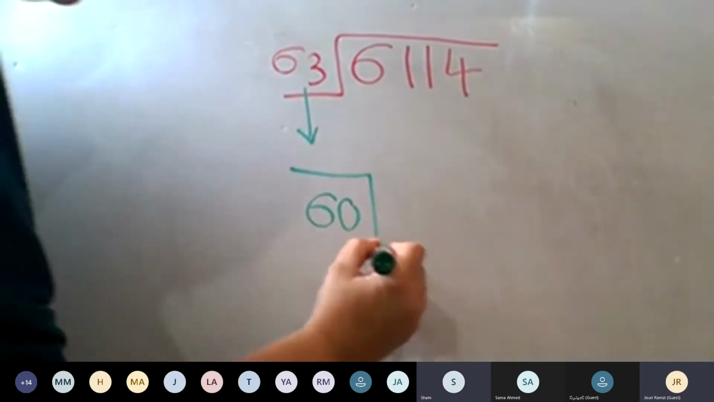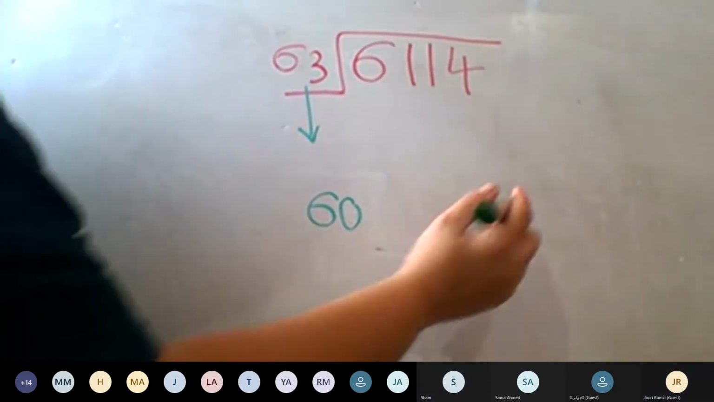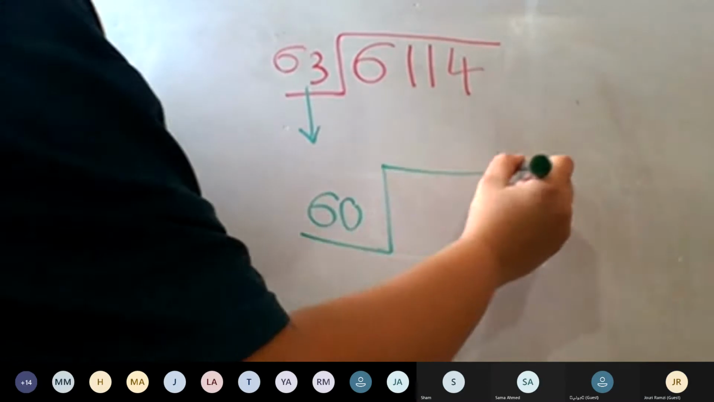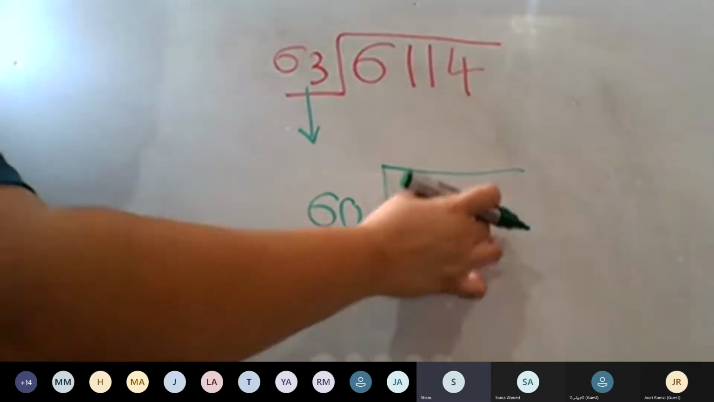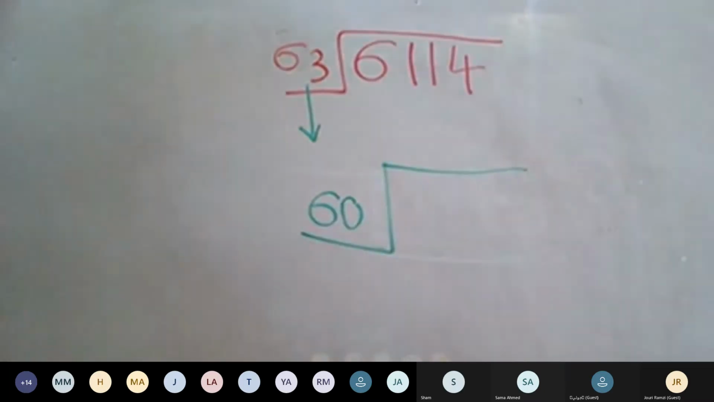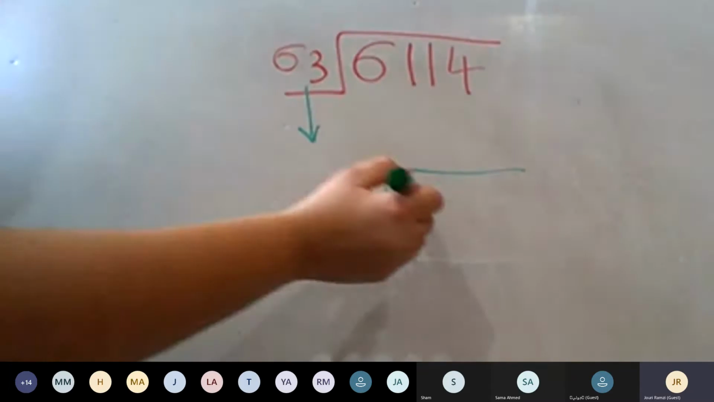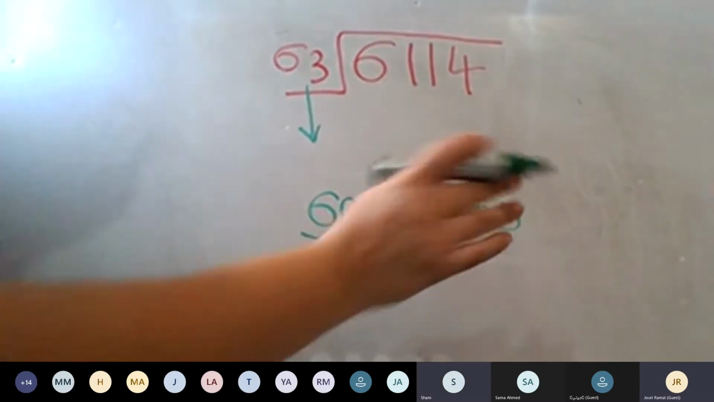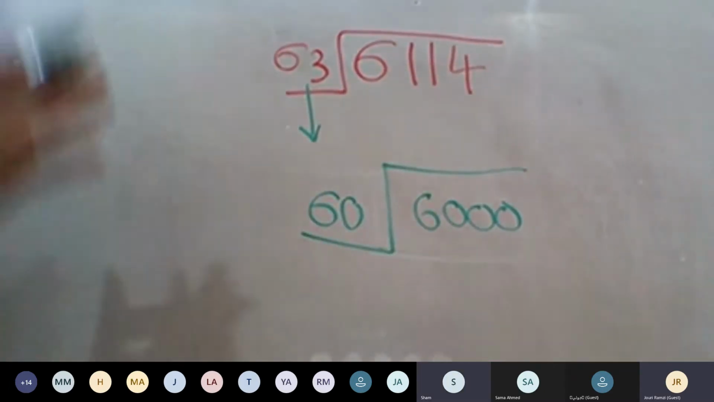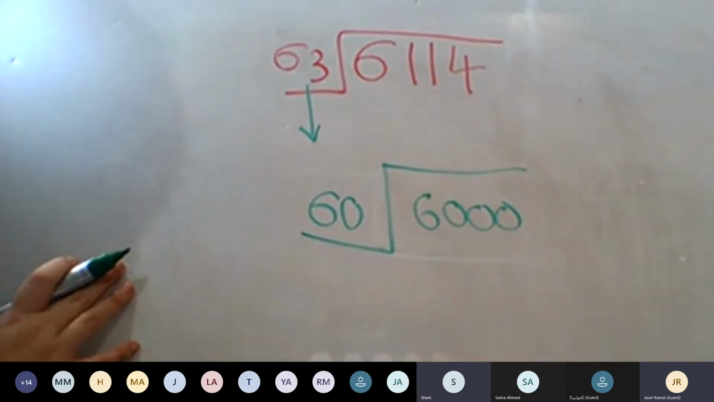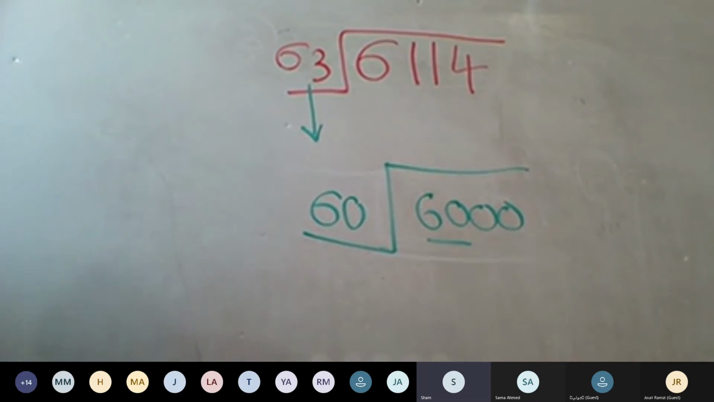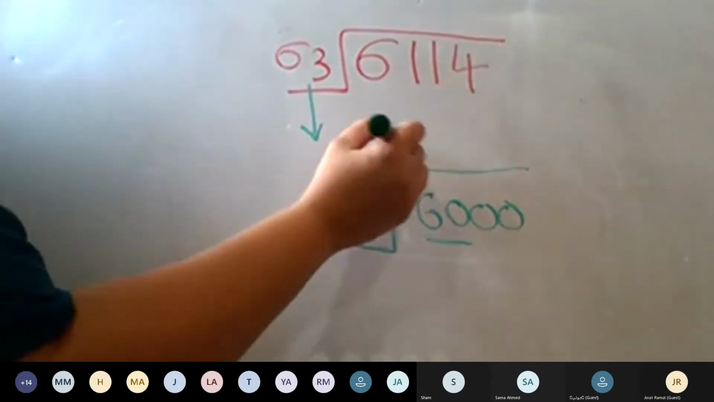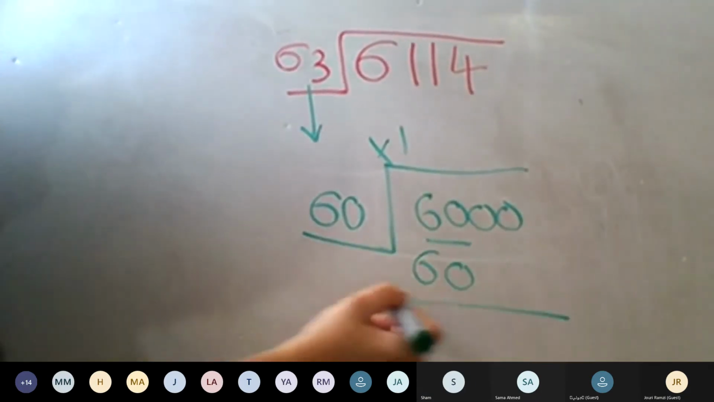Now 6,114. Try to estimate it so that it's easy for me to divide by 60. 6,100, keep 6,000. It's easy to divide in your mind. So now 60 over 60 is 1. 1 times 60 is 60.